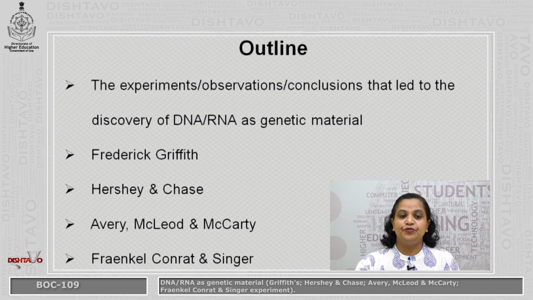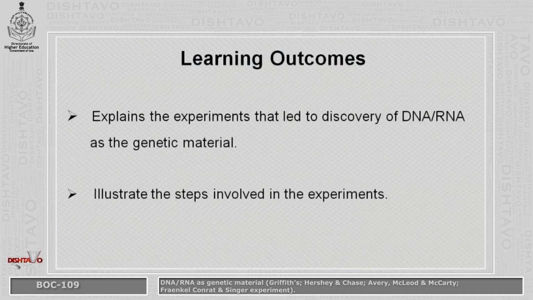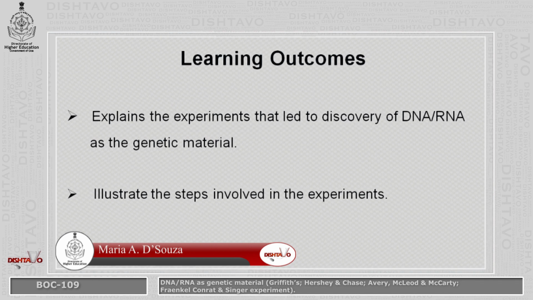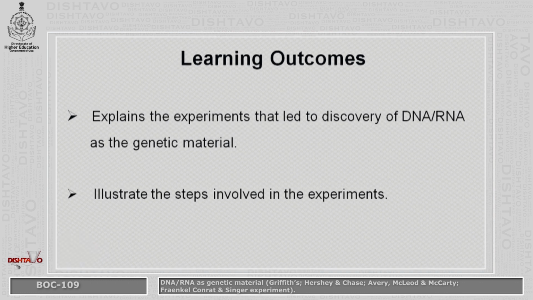The outline of the module: the experiments, observations, and conclusions that led to the discovery of DNA, RNA as a genetic material. We will see Frederick Griffith, Hershey and Chase, Avery, MacLeod and McCarty, Fraenkel-Conrat and Singer's experiments. Once the student completes this module, he will be able to explain the experiments that led to the discovery of DNA, RNA as the genetic material and illustrate the steps involved in these experiments.